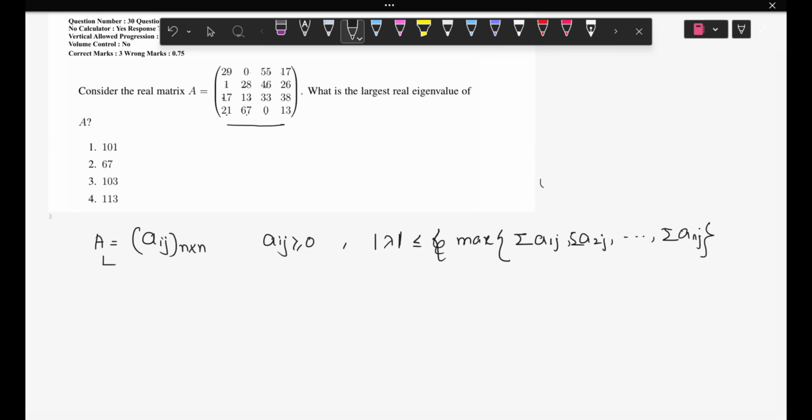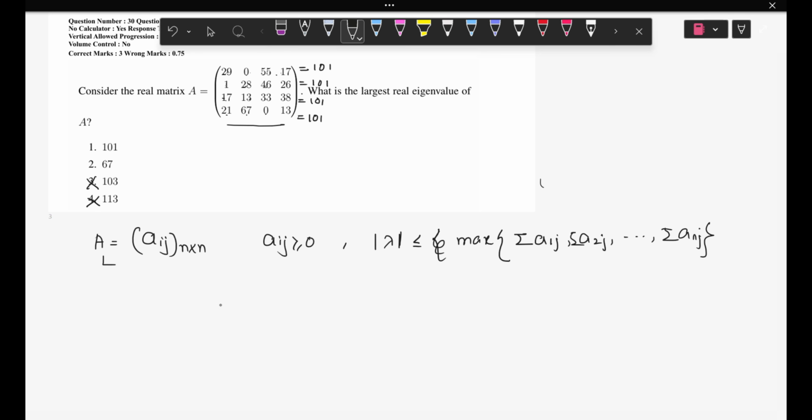So for that purpose, let's find the sum of all rows of this matrix. If you add all the elements 29, 0, 55, 17, you would get 101. Again, if you add all the elements, you would get 101. This is 101. This is 101. So I can say that the maximum possible eigenvalue is 101. So I can eliminate option 3 and option 4. Now I am left with two options, 101 and 67.